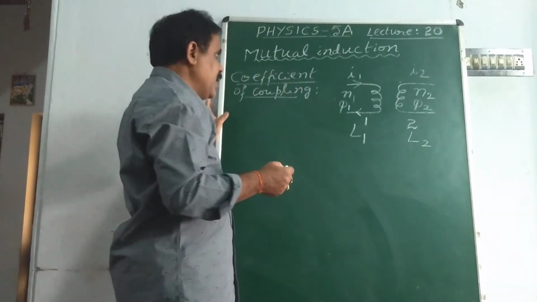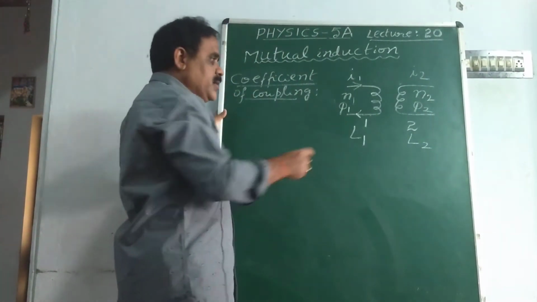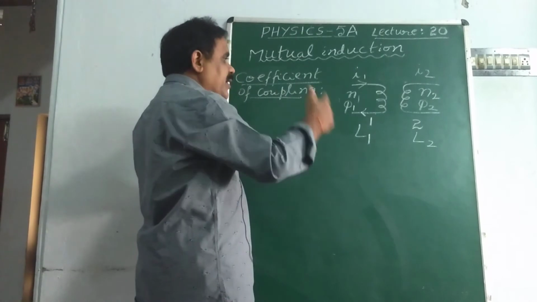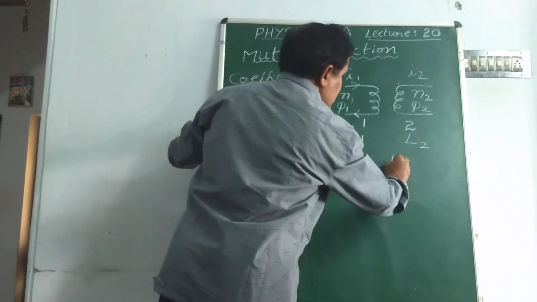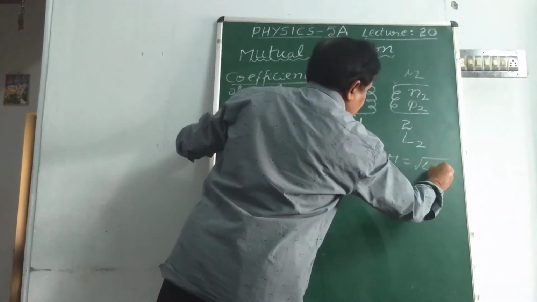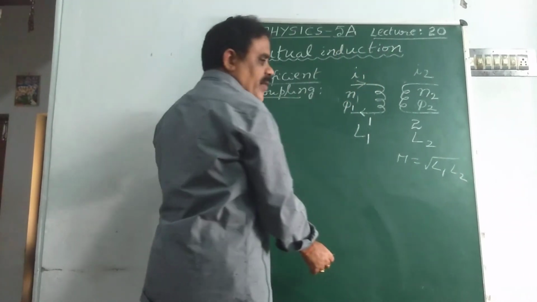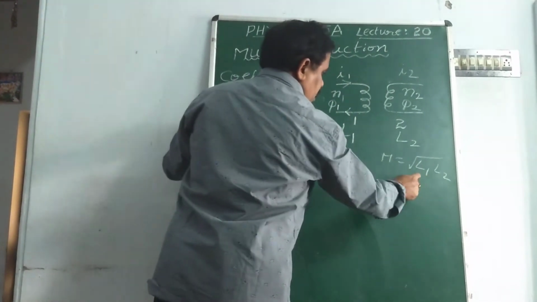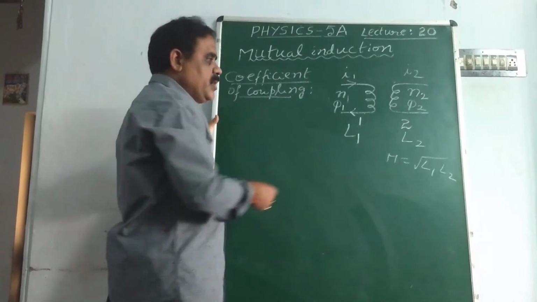So we are going to bring the expression for M in terms of L1 and L2. That means finally we will prove that M is equal to root of L1 L2. That is why we are going to find an expression for M in terms of the self inductance of the two coils.